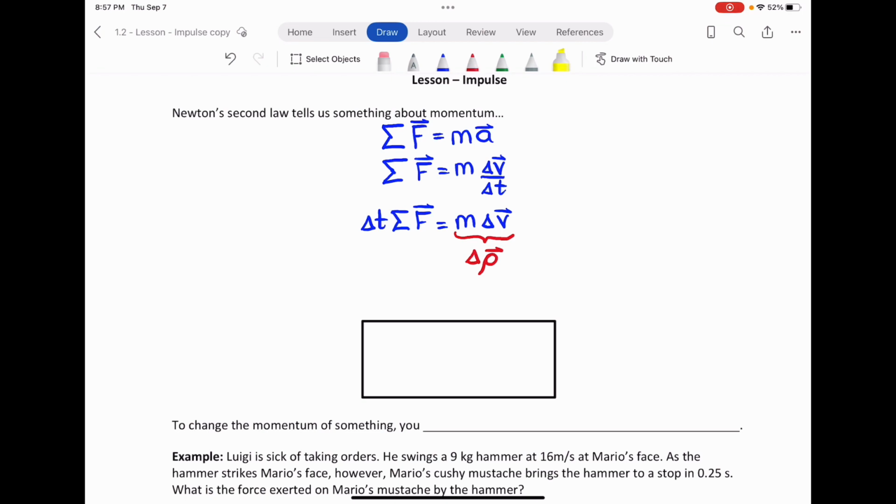So this tells us, by just taking Newton's second law, substituting some stuff in and rearranging it, that the net force on an object multiplied by the amount of time the force acts is equal to the change in momentum of the object. So that's an important enough equation that we're going to write it down in this box here.